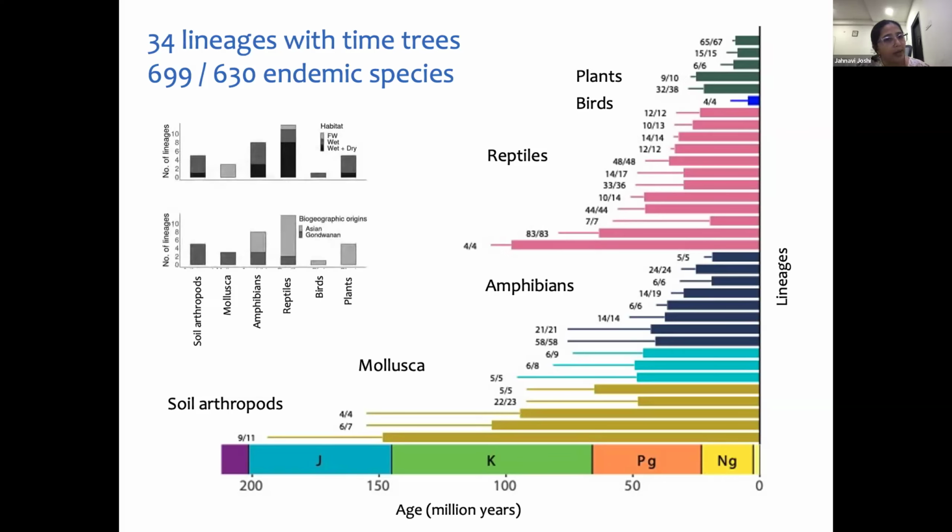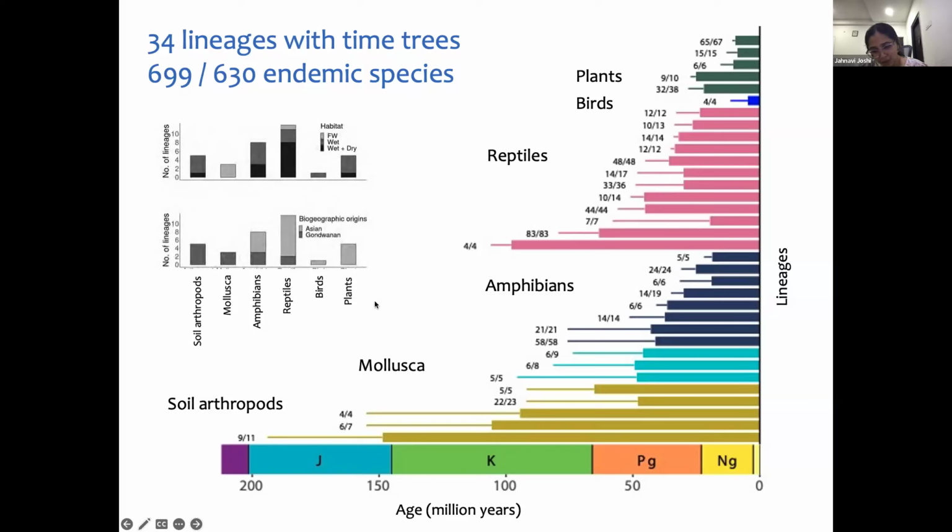They also occupy very distinct habitats within peninsular India. Some are restricted to the wet forest, some are in both wet and dry habitats, some are freshwater species. And here is a graph where you have on the y-axis the number of lineages and how they are distributed across these different habitat types. The second graph shows the taxonomic identity of these distinct lineages and biogeographic affinities. You can see soil arthropods and mollusks are mostly Gondwanan. Amphibians and reptiles have both Asian and Gondwanan lineages, versus birds and plants, which are predominantly Asian lineages.